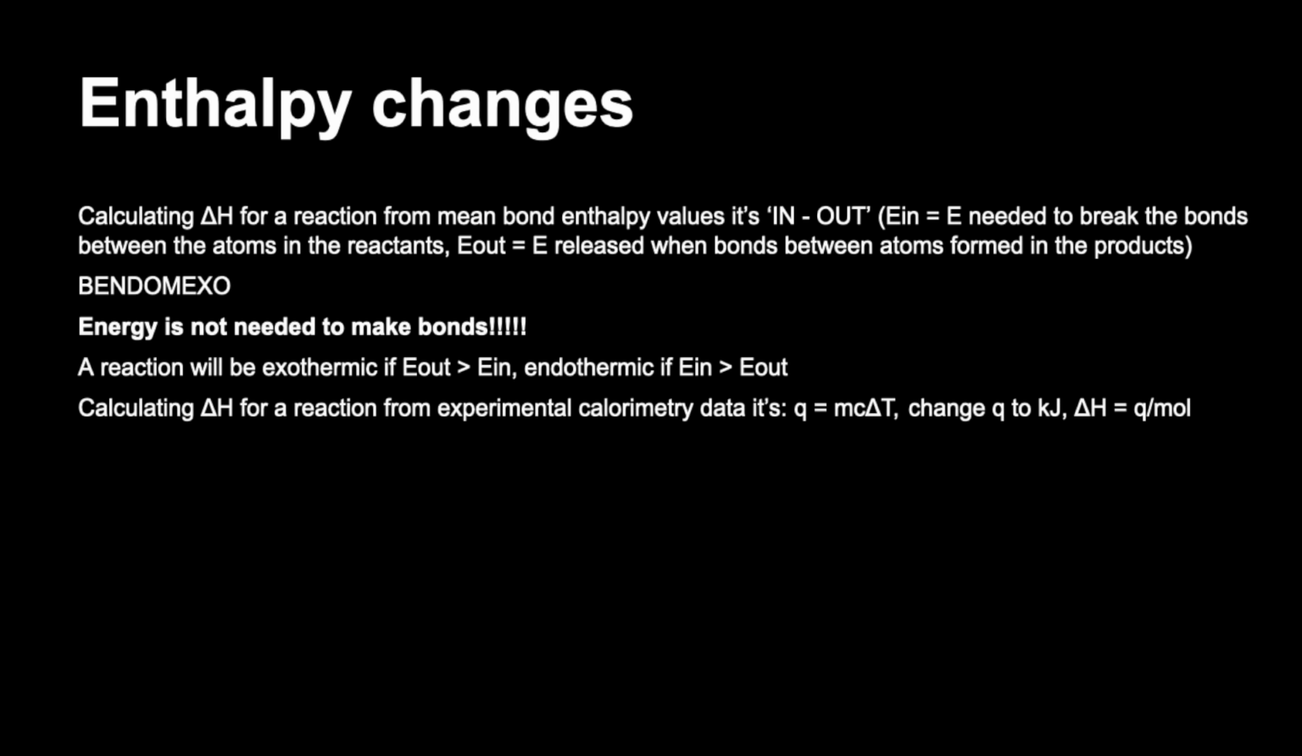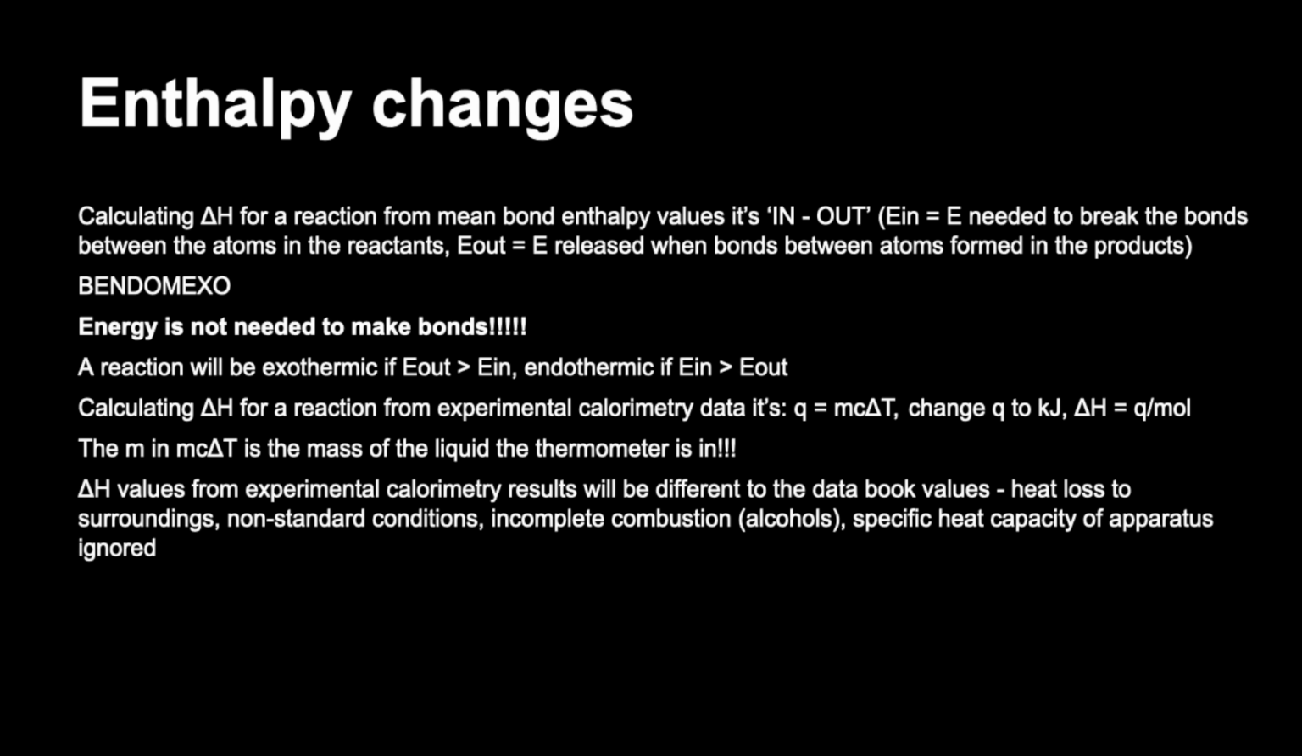If you're calculating the enthalpy change for a reaction from experimental calorimetry data, it's Q equals mc delta T. So the Q is the energy transferred to the surroundings. So often it's a solution in a beaker or water in a beaker. You then, once you've got your Q, you change that into kilojoules, and then to get delta H, the Q in kilojoules is divided by the moles involved in the reaction. The M in the mc delta T calculation is the mass of the liquid that the thermometer's in. Often students pick the wrong mass. So wherever the thermometer is, that's the mass we use in Q equals mc delta T.